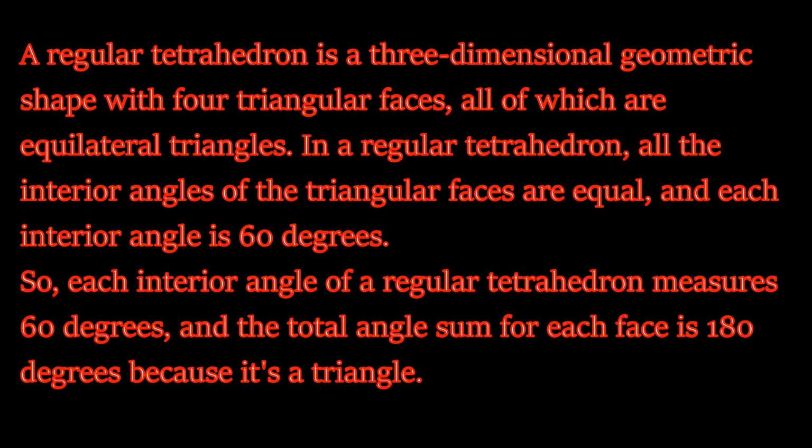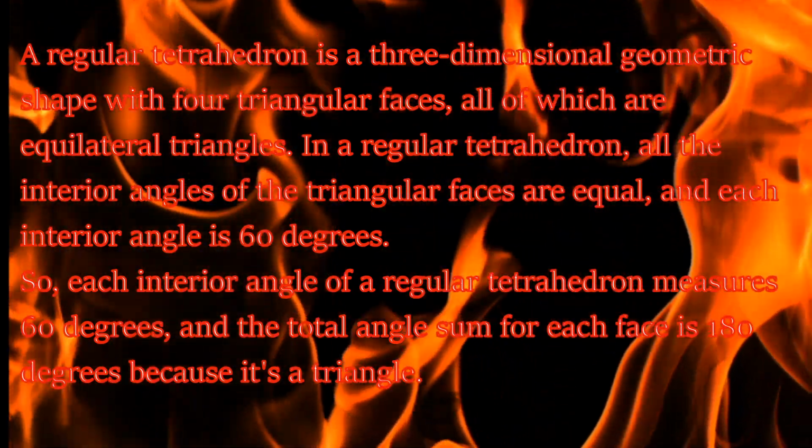regular tetrahedron measures 60 degrees, and the total angle sum for each face is 180 degrees because it is a triangle.